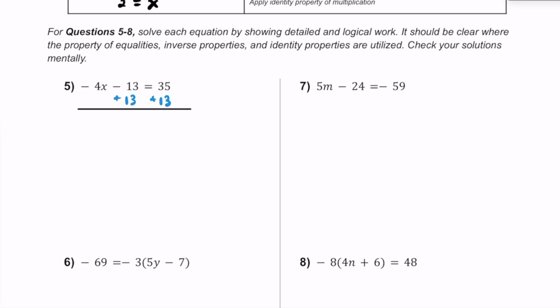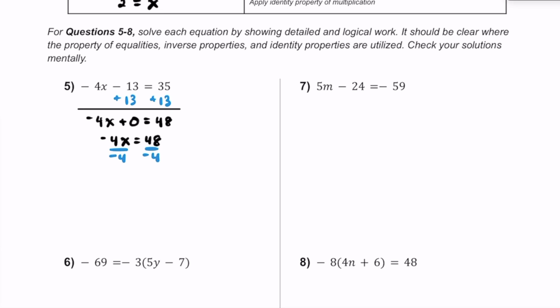So let's go ahead and use the addition property of equality. If we do that, we're going to get negative 4x plus 0 is equal to, I think, 48 here. And we just use the additive inverse property here, right, to get 0. But using the identity property, we're going to say negative 4x is equal to 48. Then let's go ahead and use the division property of equality and divide both sides by negative 4.